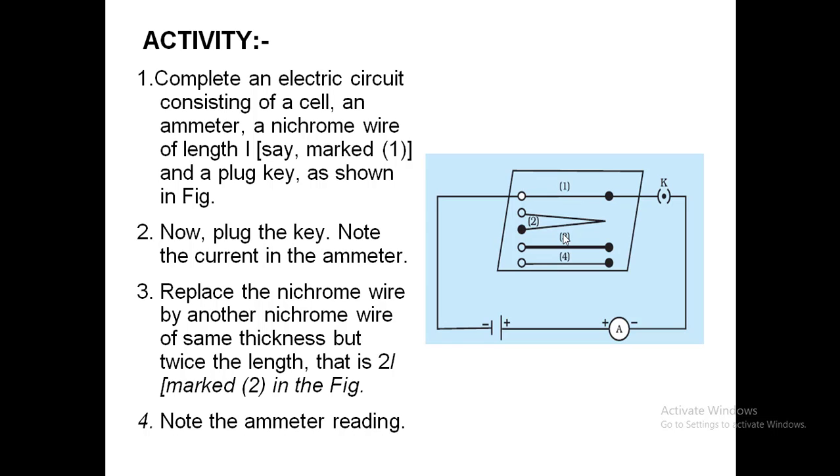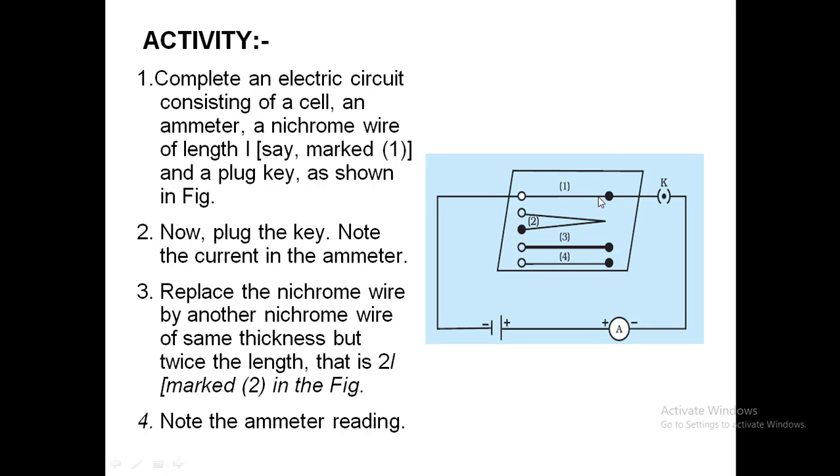So whenever the second wire is connected, the current has decreased. That means the resistance increases. So as the length of the wire increases, the resistance will also increase. So both are directly proportional to one another. This is the first factor.